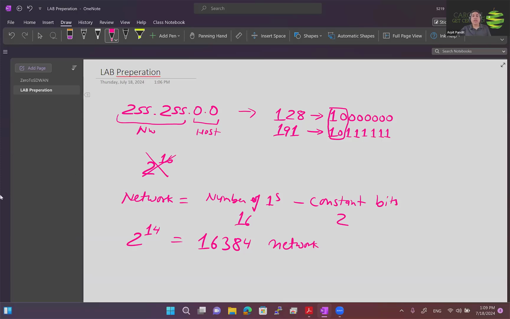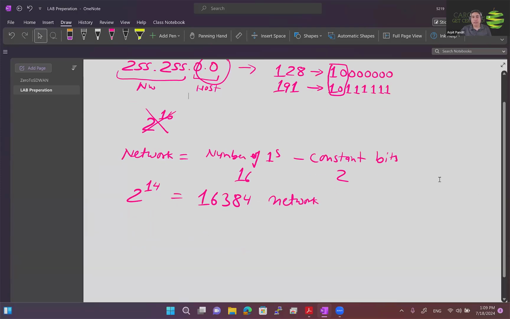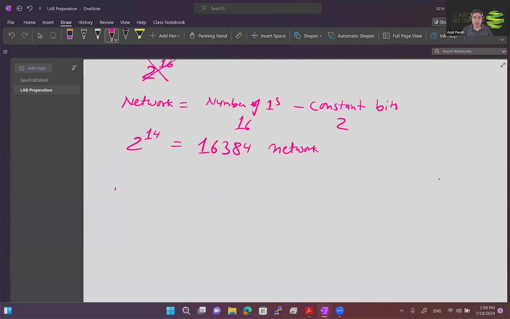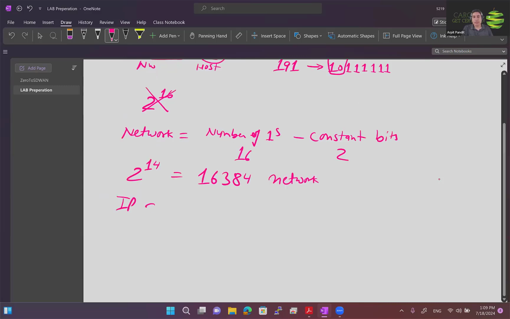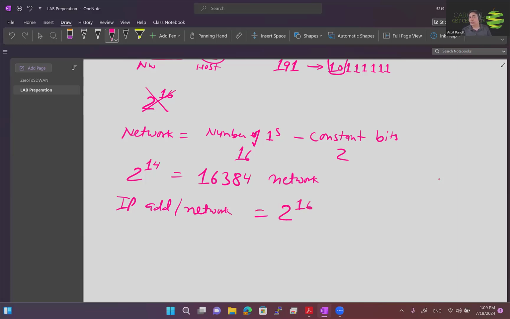How many IP addresses do we have in each network? That is very easy. That is just the number of zeros you have in binary in your subnet mask. So that will be the number of hosts, or more specifically, the number of IP addresses per network. It will be 2 raised to power 16 because that's the number of zeros we have.